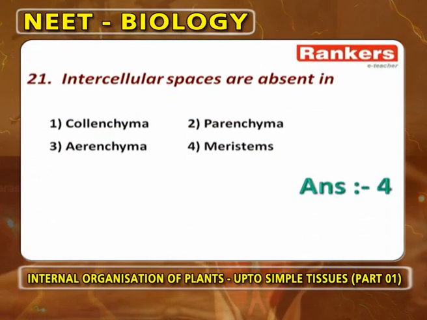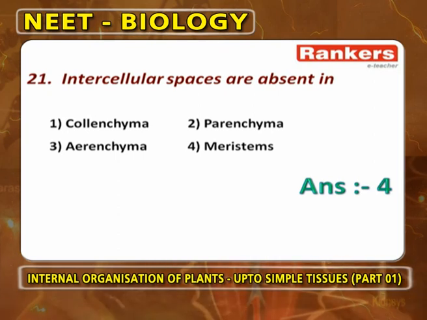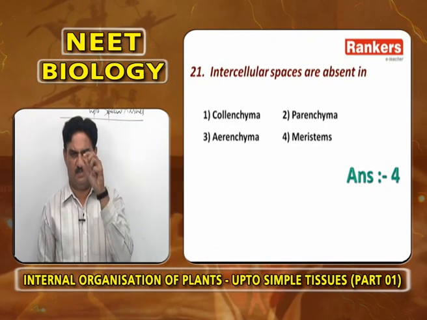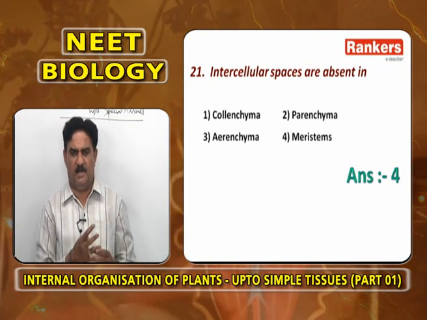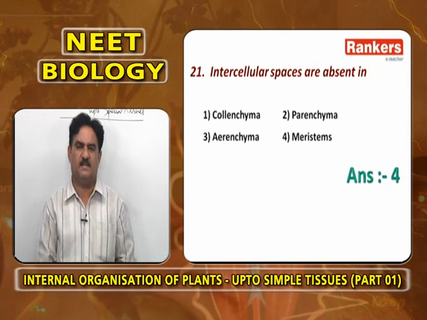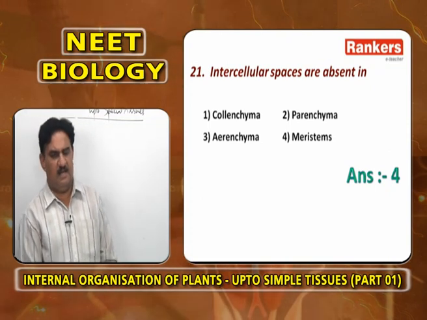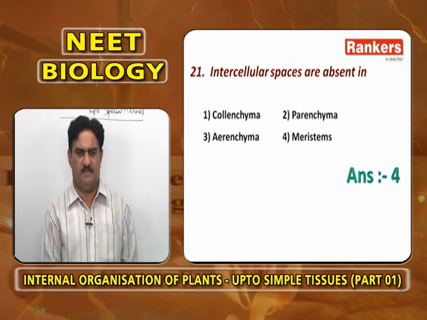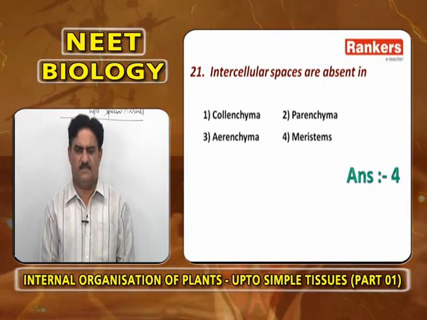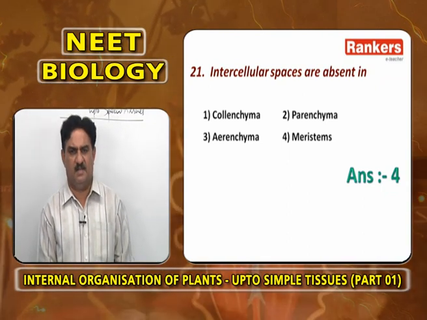Intercellular spaces are absent in. Intercellular spaces are present in collenchyma, particularly lacunar collenchyma. Lacunar collenchyma shows a central intercellular space around which chemical substances are deposited. Parenchyma definitely shows intercellular spaces, because parenchyma is a loosely arranged tissue with intercellular spaces. Aerenchyma shows very large intercellular spaces which not only store gases but also provide buoyancy. Meristems: the primary property of meristems is that they are very small cells without intercellular spaces.